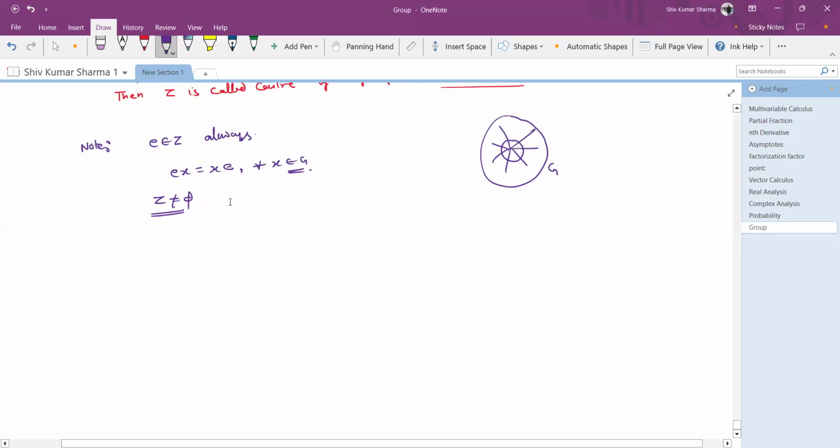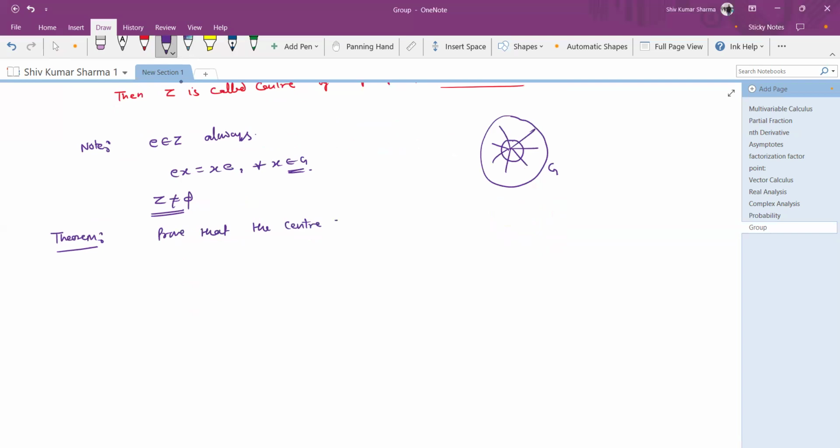So now we take one theorem related to this. The theorem statement says: prove that the center Z of a group G is a normal subgroup of G.